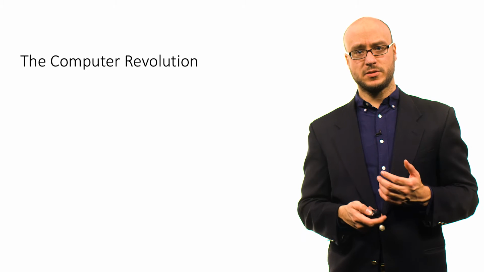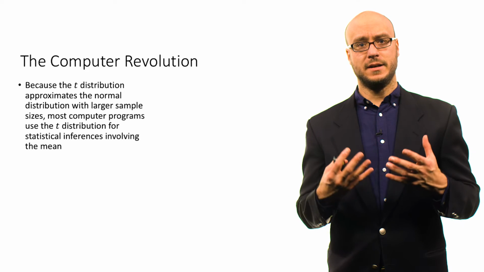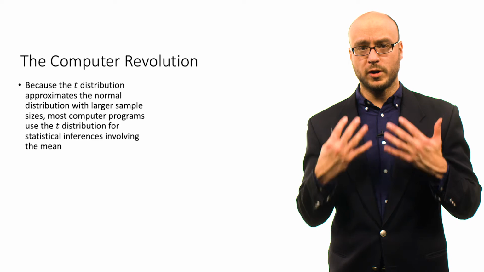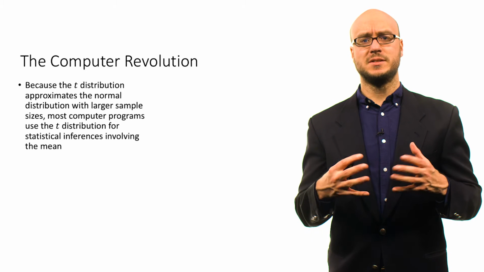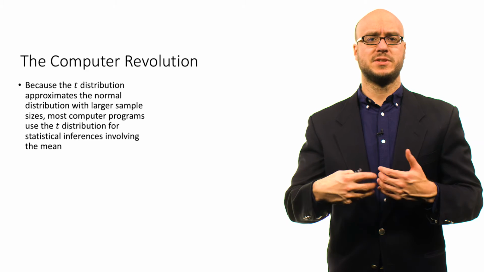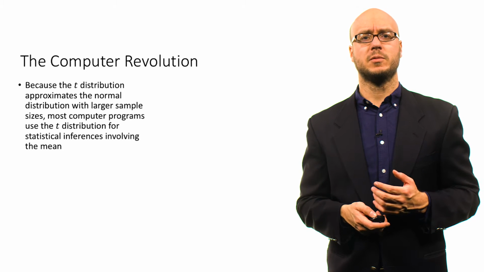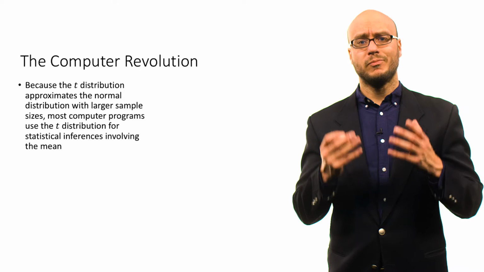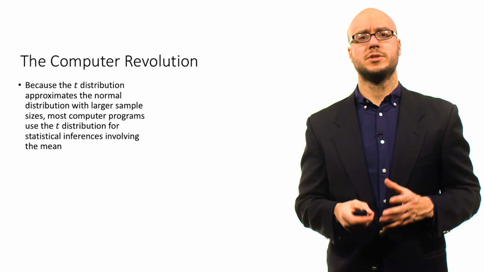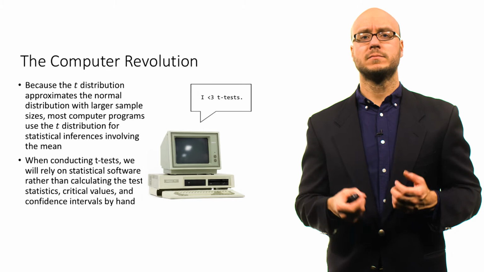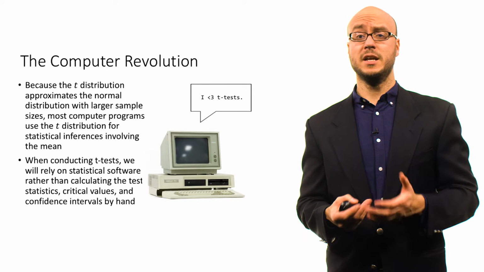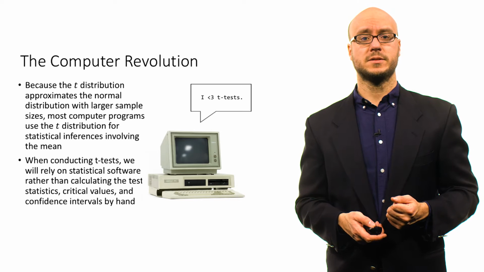All right, the next sort of topic has to do with this idea of using computer software. Recall that the t-distribution approximates the normal distribution with larger sample sizes, roughly if it's greater than or equal to the size of about 30. Most computer programs will use the t-distribution as the default when we're doing statistical inferences involving the mean, including the difference of two means. So the important part here is that when conducting t-tests, we will rely on statistical software rather than calculating these test statistics, critical values, and confidence intervals by hand.